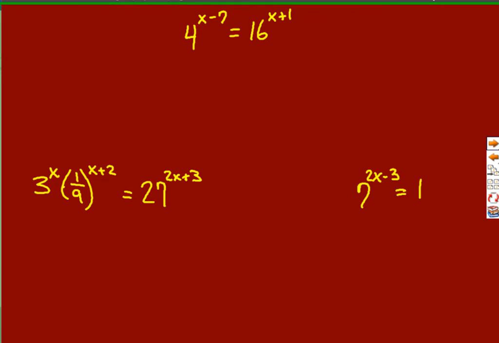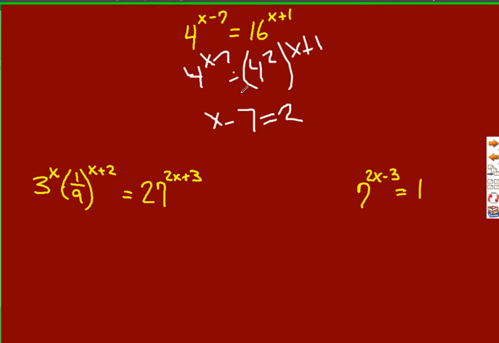The biggest problem is figuring out what the value is that your common base has to be. In this case, your common base is 4, because 16 is 4 squared. So you have 4 squared to the x plus 1 power, and 4 to the x minus 7 still over here. Once the bases are the same, you get rid of them and work just with the exponent. x minus 7 equals, make sure you do power to a power, 2x plus 2. And when you solve that equation, you should get x is equal to, I believe, negative 9.